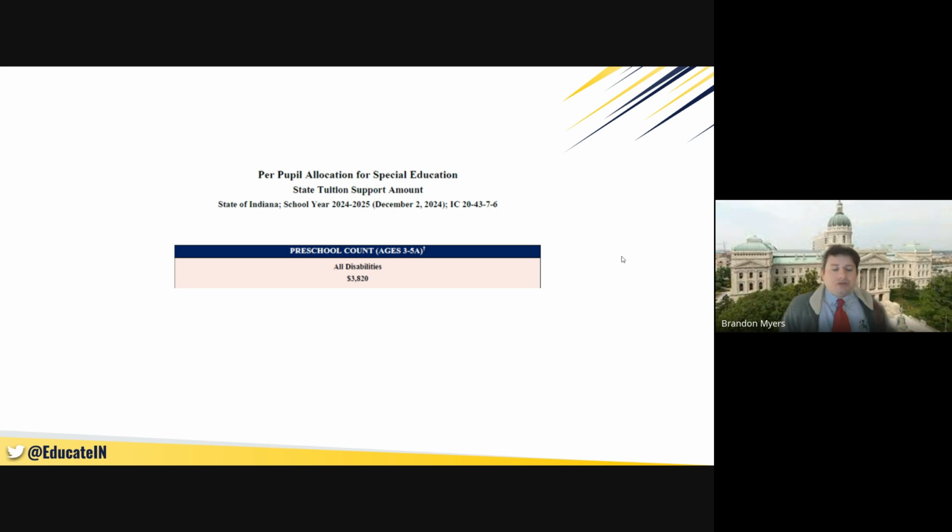Our preschool children, those who have not yet reached kindergarten eligibility age, even if they've started kindergarten, that's 3,820. That is across the board, no matter what disability combination that they have. So that structure has always been different. We had for 20, I think it was 27 years, we had no increase in that. And it's gone in the last 6 years from about $2,700 to this now $3,820. So the legislature has increased that quite a bit in percentage terms.